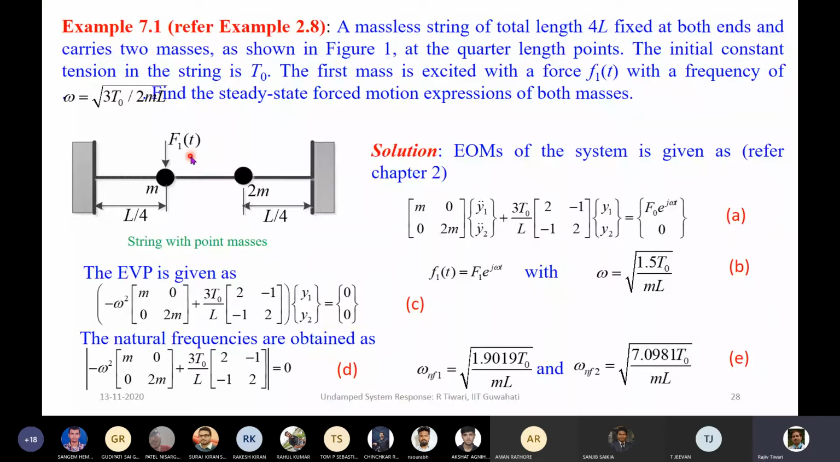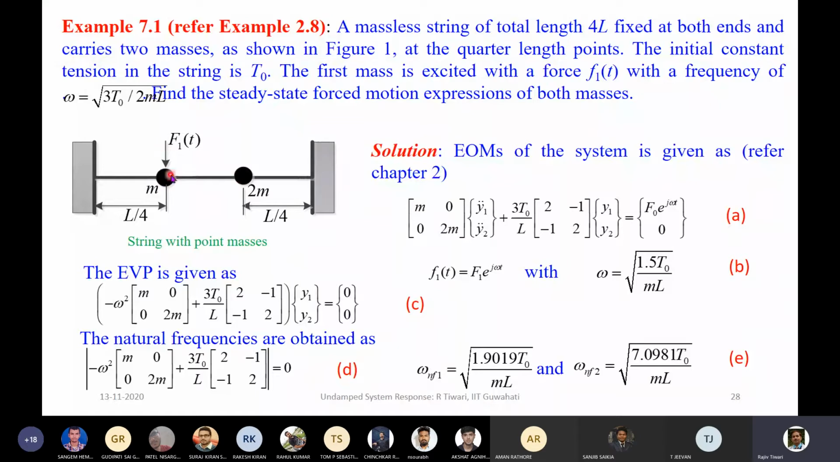The force has a frequency omega, and here you can see omega is equal to 1.5 times the square root of T naught by m l. So this is the frequency of the force. That is a harmonic force of this kind, where capital F1 is the amplitude and omega is the force frequency given by this. The aim is to obtain the steady state force response for both the masses.